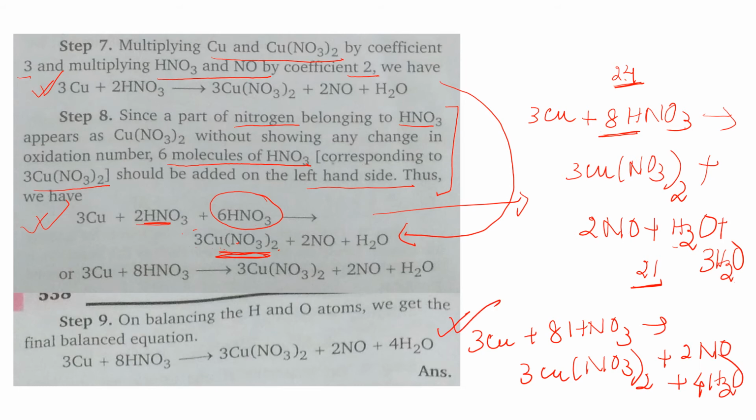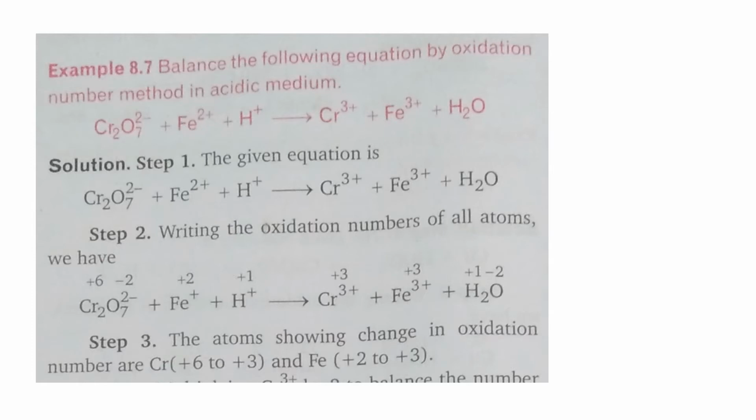So children, you have understood, I think, that you have to practice it on your own. Write all the equations in the notebook and try to do it on your own. Now balance the following equation by oxidation number method in acidic medium. It is given acidic medium. Hydrogen is given here as H plus, so this is also an acidic medium. You may get an equation like this also.